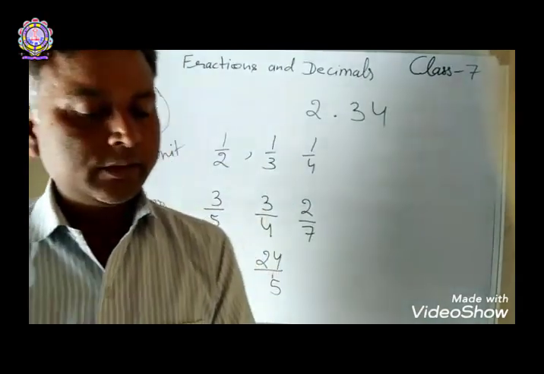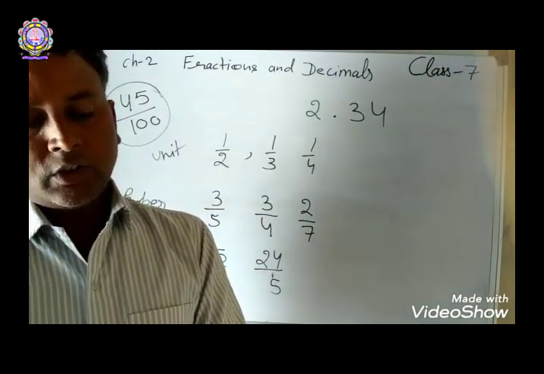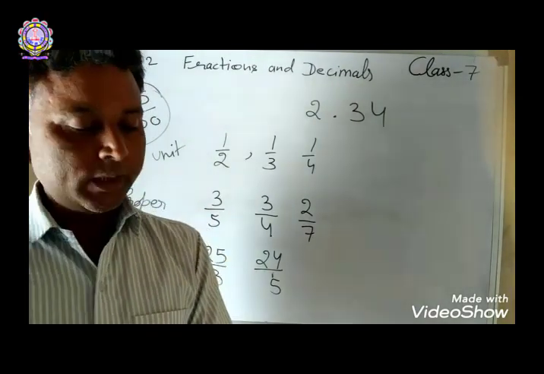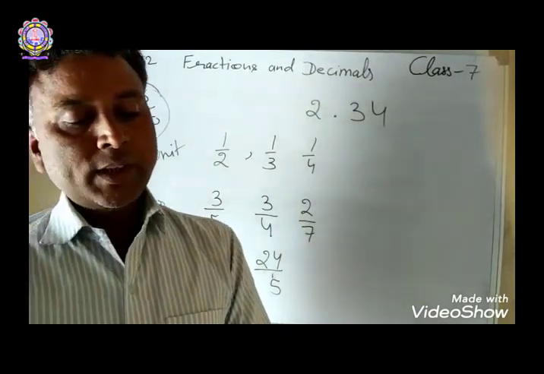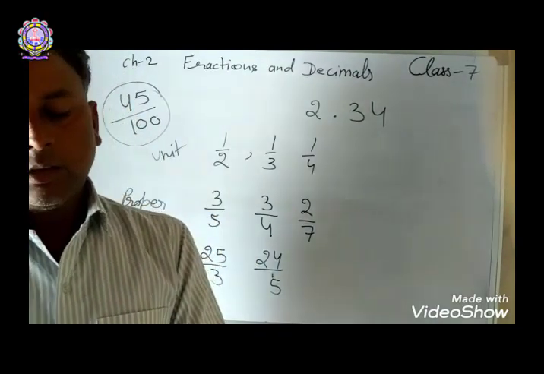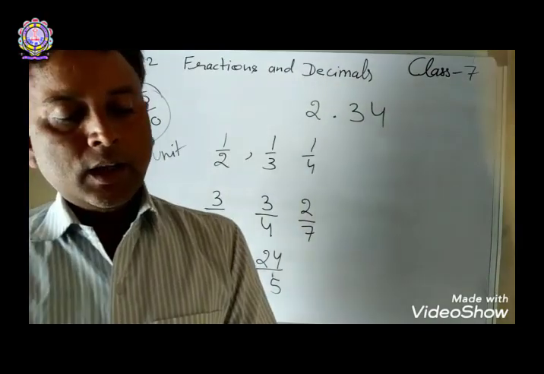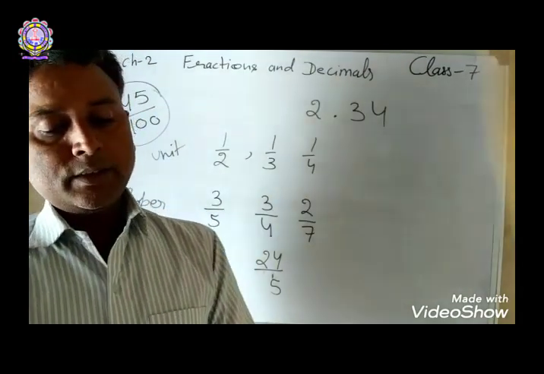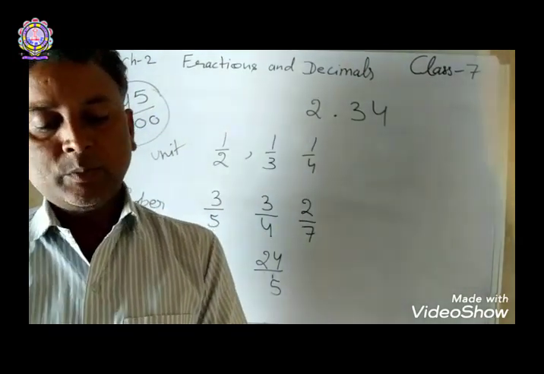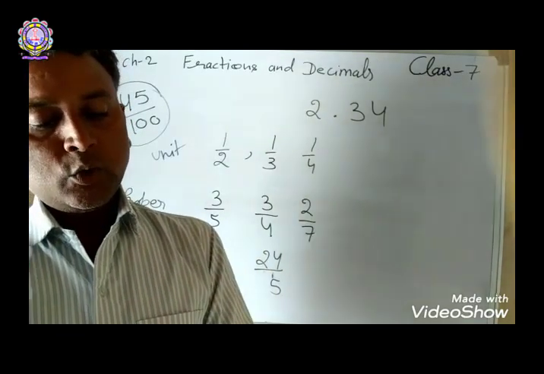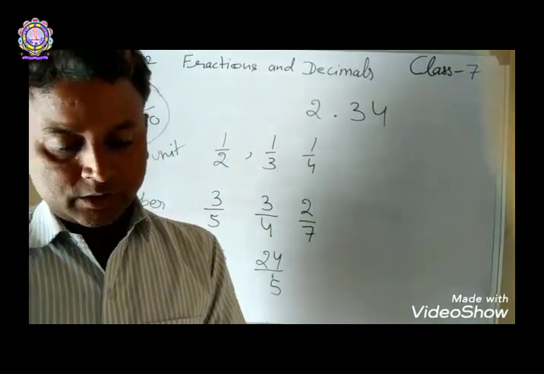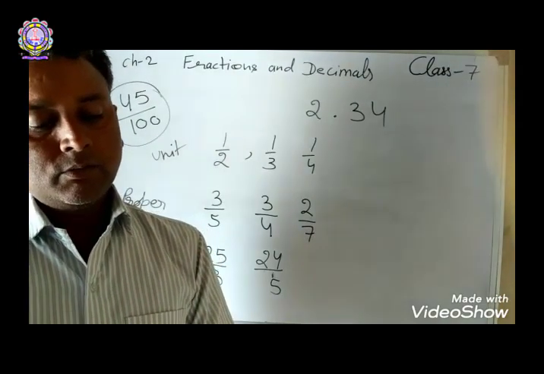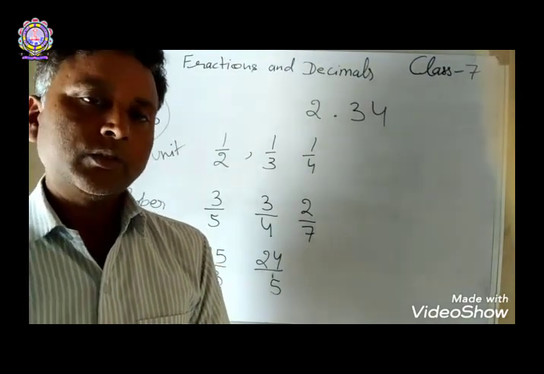You also studied the comparison of fractions, which is greater, which is smaller, which is equivalent, and representation of fractions on the number line and ordering of fractions. And you have studied comparison of decimals, representation of decimals on number lines, and addition and subtraction of decimals. So we shall continue to learn more about fractions and decimals, particularly multiplication and division of fractions as well as decimals.